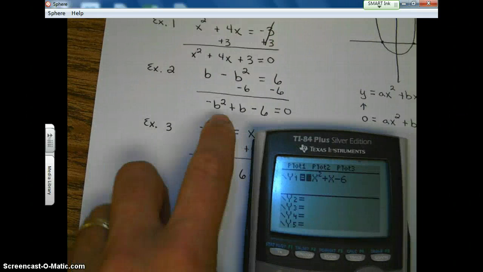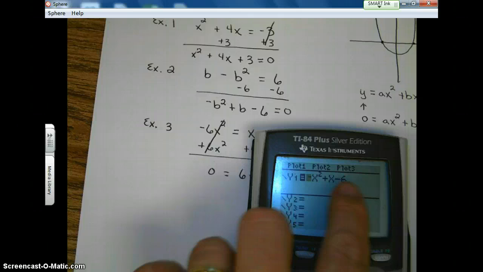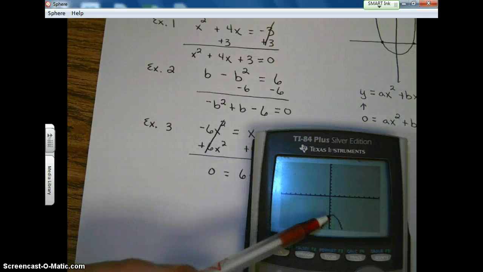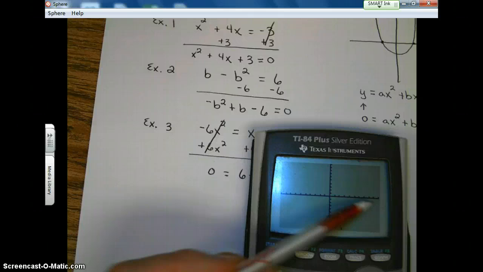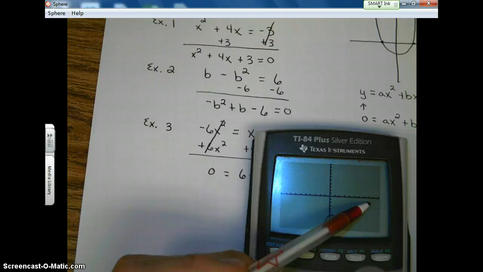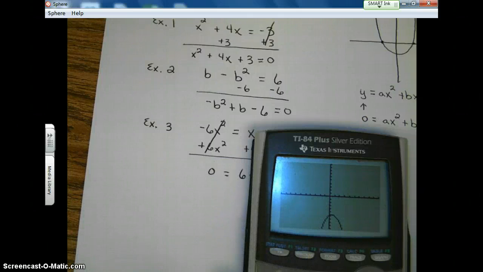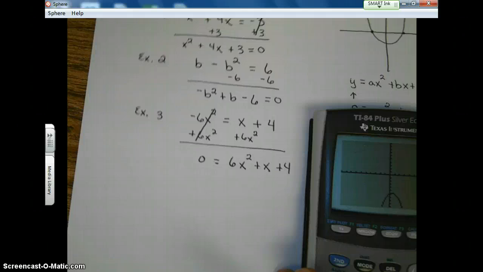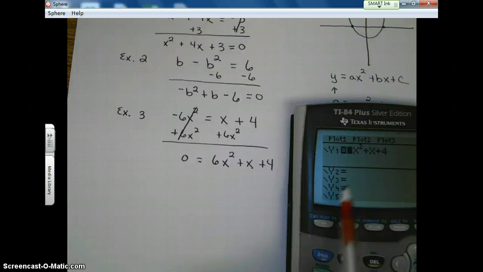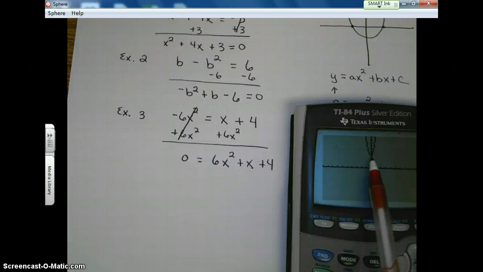Okay, notice since it's a b, I'm going to use x on the calculator. I plug it into y equals and I graph it. And so this one has no real solutions. No real solutions because it does not cross the x-axis. So no real solutions. Now let's take a look at example 3. Okay, so I plug this one in to y equals, press graph, and again it does not cross the x-axis, so this one has no real solutions.